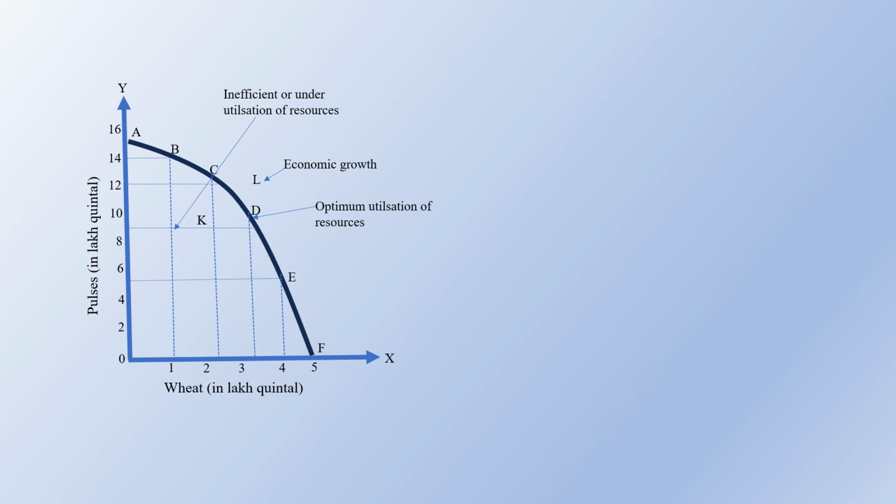This chart is very important. It shows three situations: underutilization of resources or inefficient utilization of resources, that is K, which is below the line; and L, above the line, which shows overemployment or overutilization of resources, that shows economic growth. Then the point on the line, that is D, shows optimum utilization of resources.